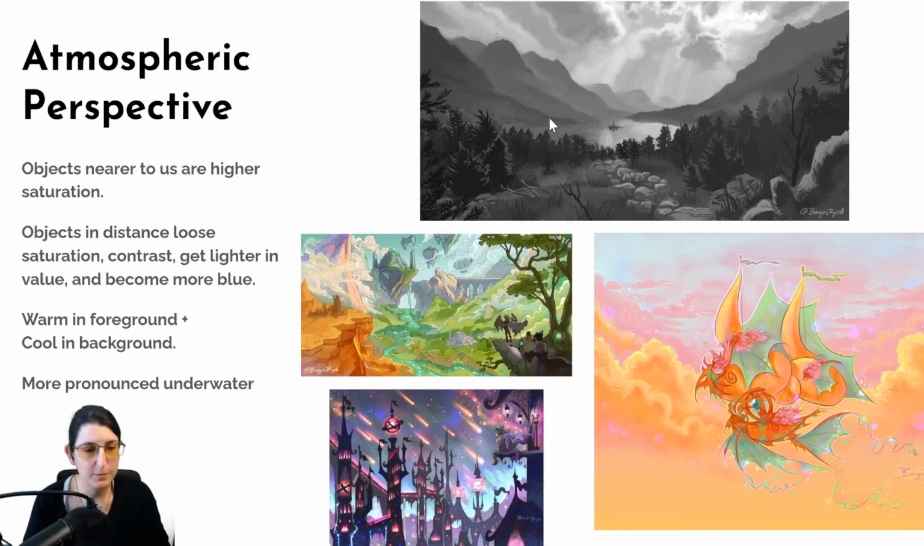But with atmospheric perspective, objects that are closer to us have the color that they should have. As they get further away from us, air distorts the color. The air and the moisture in the air change the way those colors are perceived and make them end up being lighter and lighter as they're further away from us. They also become more blue. They have less contrast, so the values become lighter.